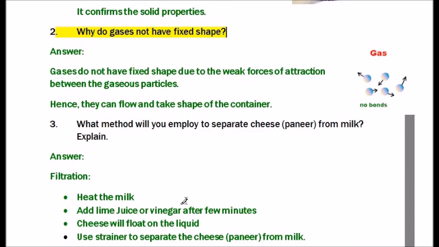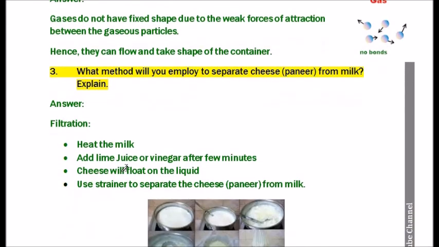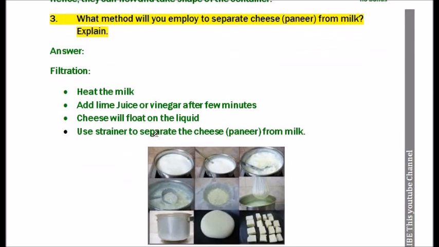Question number 3. What method will you employ to separate cheese or paneer from milk? Explain. The answer is filtration. Heat the milk. Add lime juice or vinegar after a few minutes. Cheese will float on the liquid. Use a strainer to separate the cheese or paneer from milk.